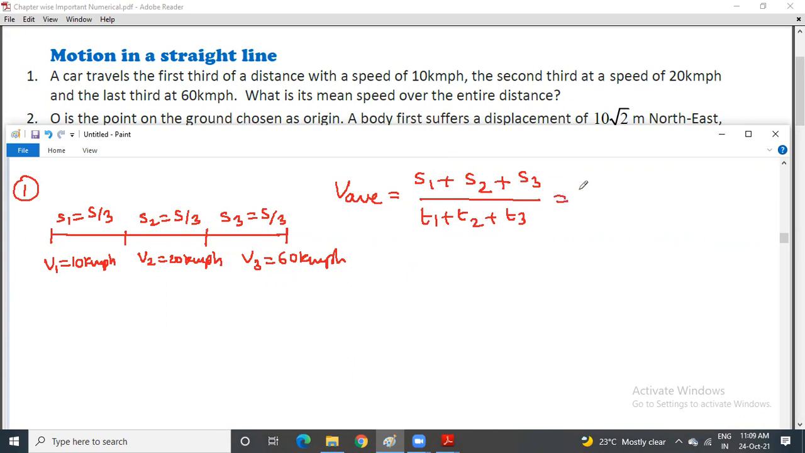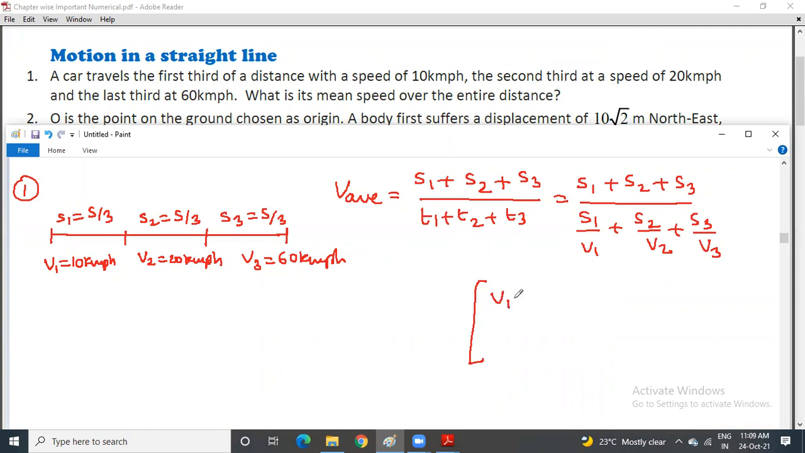So let us once again write this equation as S1 plus S2 plus S3. You can write T1 as S1 by V1, T2 as S2 by V2, T3 as S3 by V3. The reason to write like this is, remember, speed V1 is the speed with which the body covers a distance S1 in time taken T1. So you can take T1 as S1 by V1. Similarly, you will get T2 equal to S2 by V2, T3 equal to S3 by V3. So this is the reason.